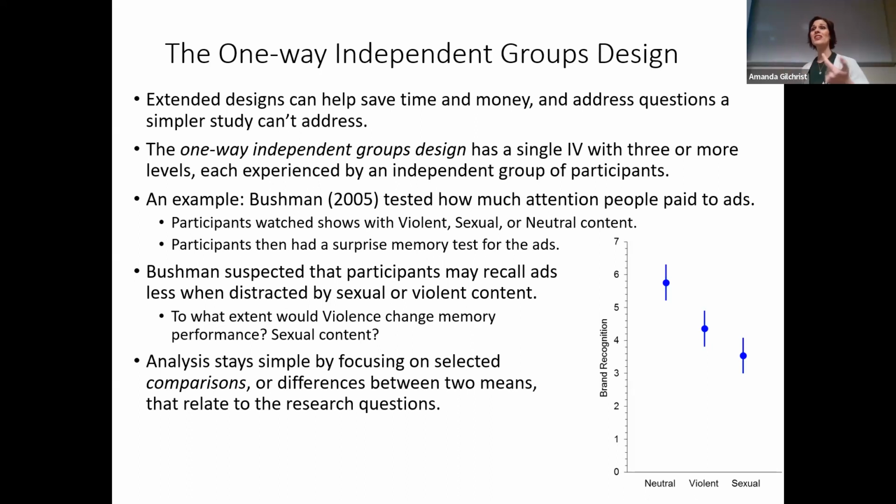So basically, one of the things that's kind of nice about looking at confidence intervals when you have multiple levels, we're not learning anything new here. Do you remember way back when we were doing comparisons in a between groups design? We're basically going to do that here, but we're going to choose in advance what groups we wish to compare, and we're going to do different pairwise comparisons. So the analysis stays simple by focusing on predetermined selected comparisons, or looking at the differences between two means that relate to the research questions.